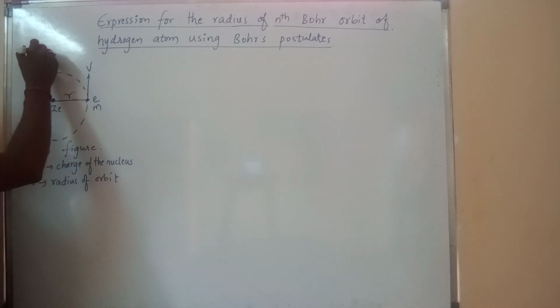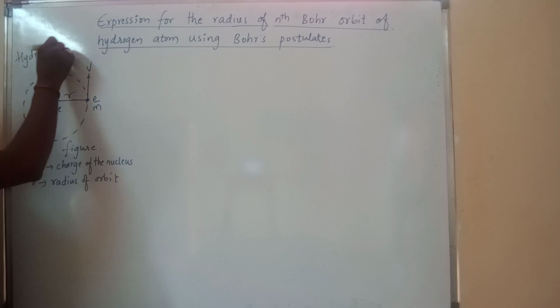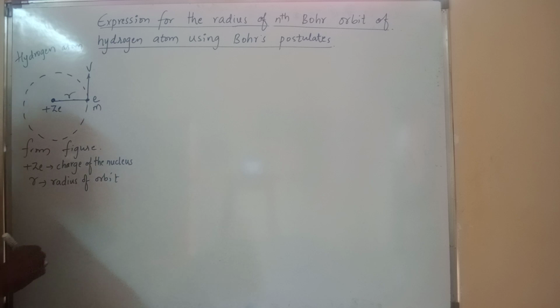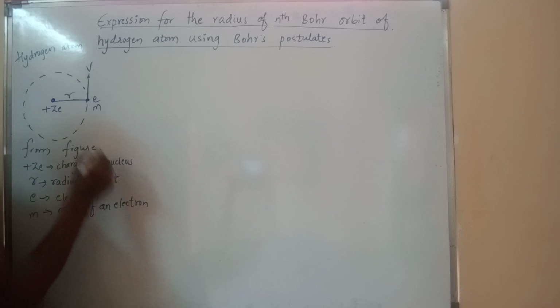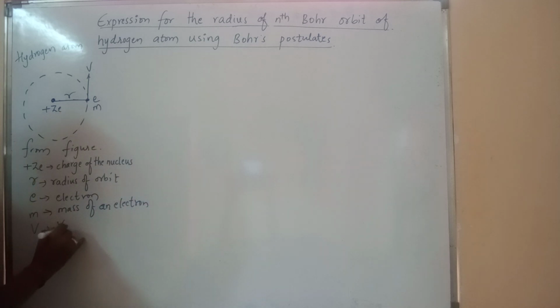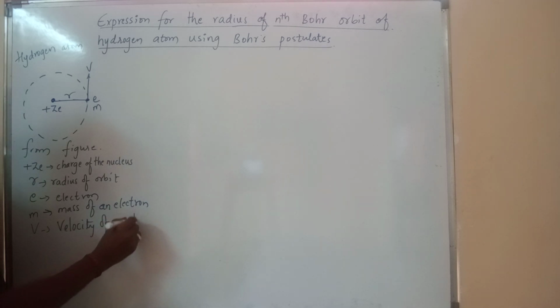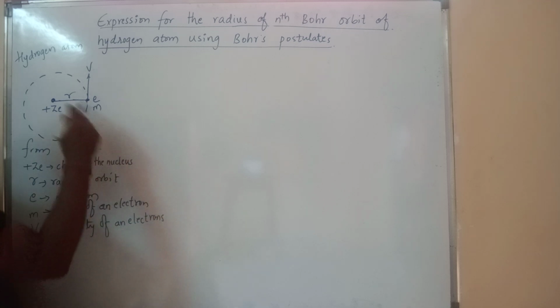Whatever we are taking here is a hydrogen atom, which has only one electron. We are taking that as the example. r is the radius of the orbit, e is the charge of the electron, m is the mass of the electron, and v is the velocity of the electron. So these are some important pieces of information from the diagram.